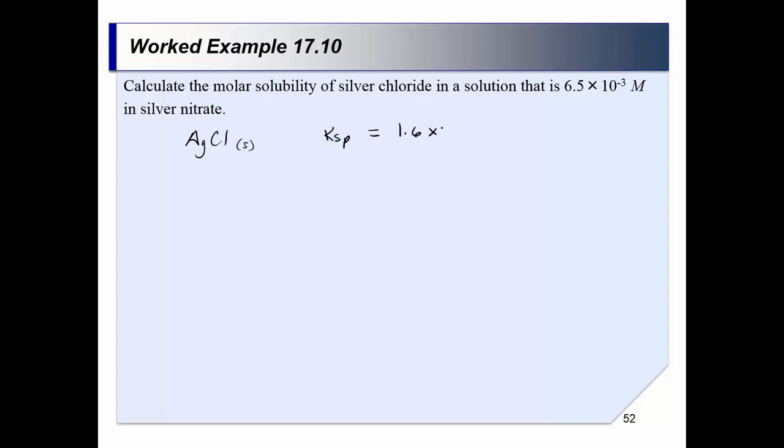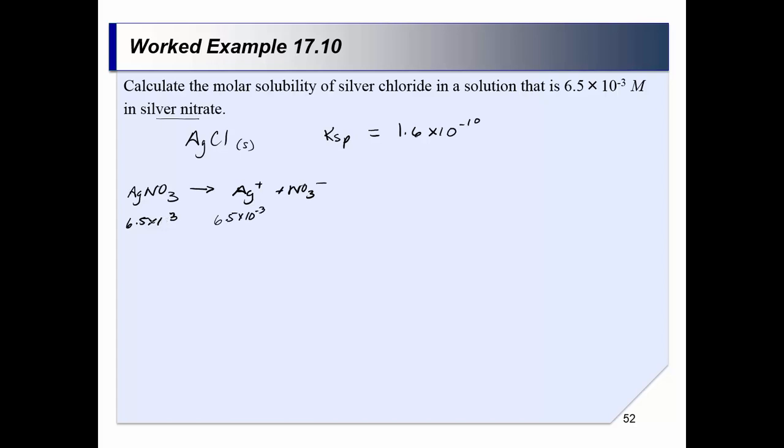Now you also need to know that silver nitrate will completely dissociate. It is an ionic compound, it's a strong electrolyte. So when I have my silver nitrate, it completely dissociates into silver and nitrate, and these are all aqueous. Therefore, if we have 6.5 times 10 to the negative 3 silver nitrate, that means we also have 6.5 times 10 to the negative 3 silver, and that's what we're starting with.